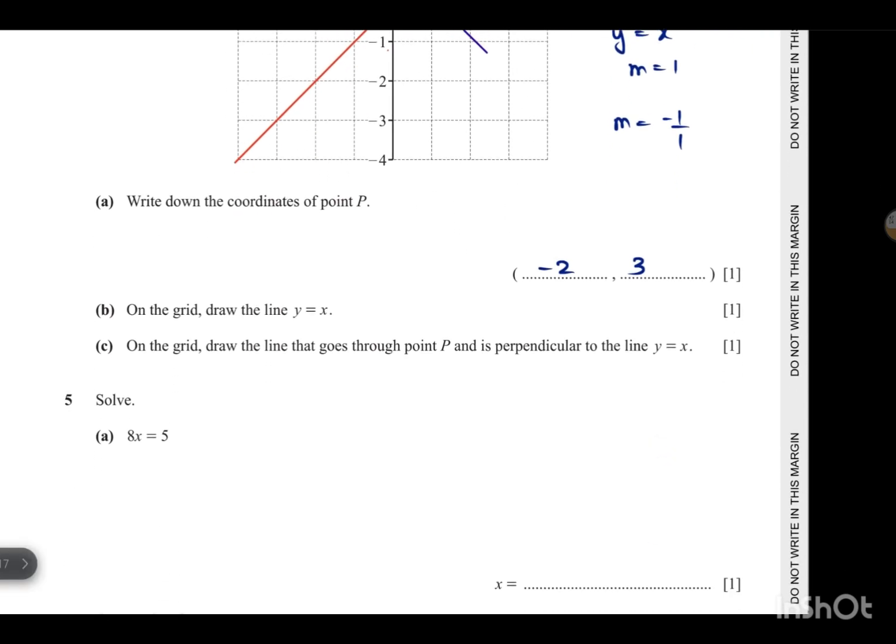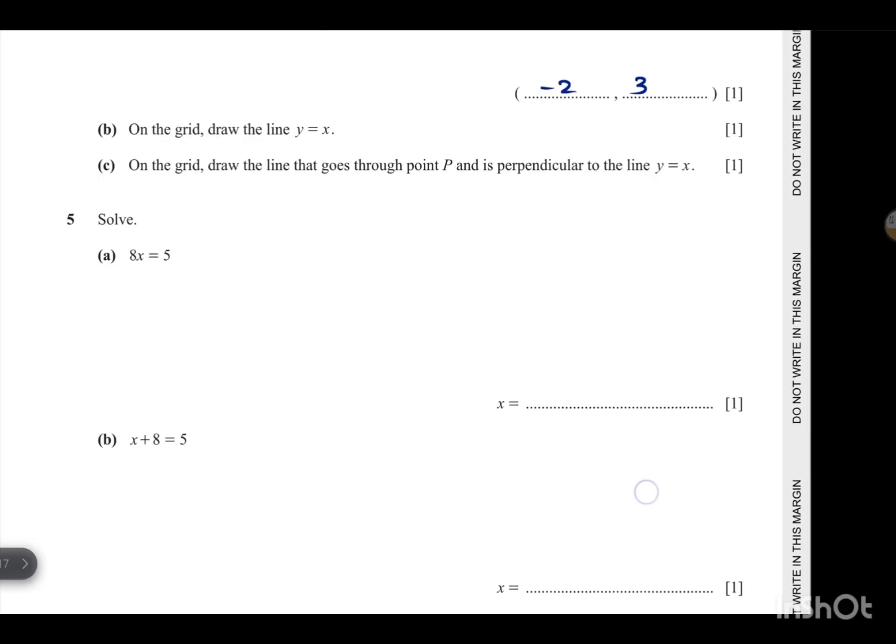Question number 5. Solve 8x = 5. When solving a question, we always have to find the value of x. 8x = 5, so x is equal to 5 by 8. This is the answer, 5 by 8.